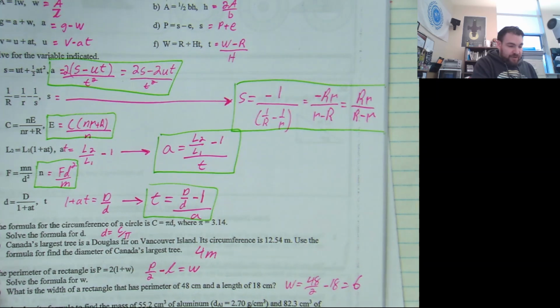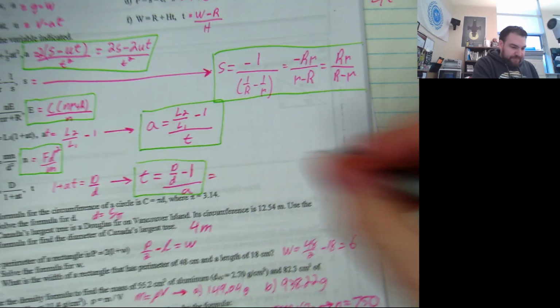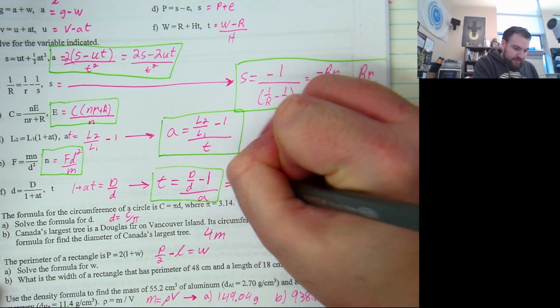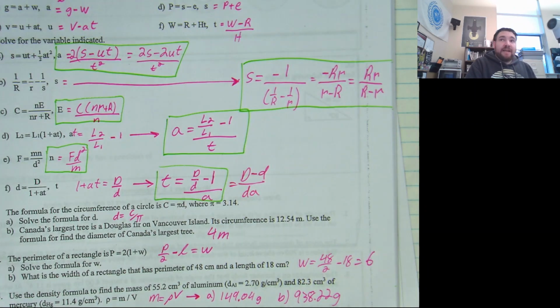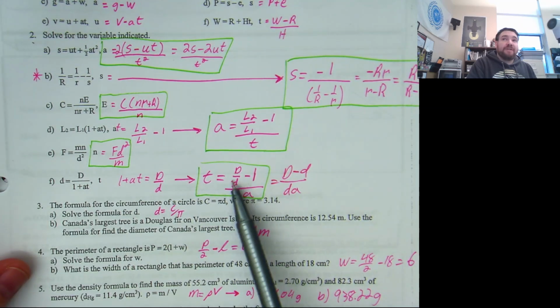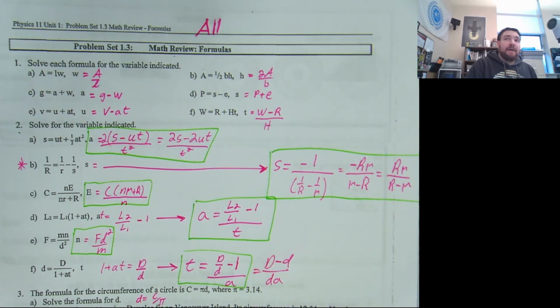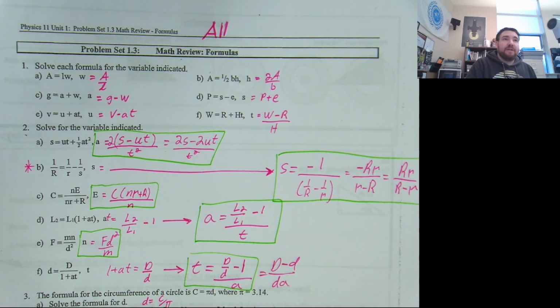Equivalent, they are the same. D minus d over dA. And if you want to see how to transform from one to the other, I can show you that as well. But either would work. Cool? Okay.